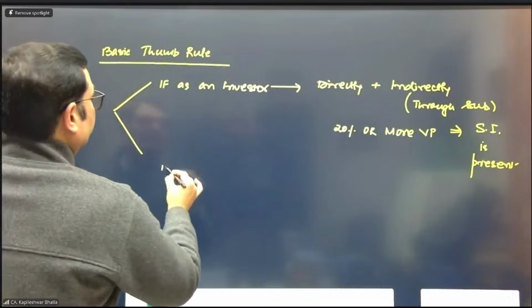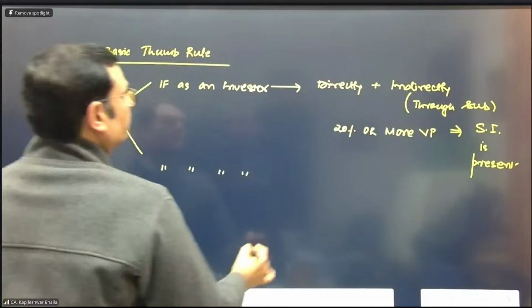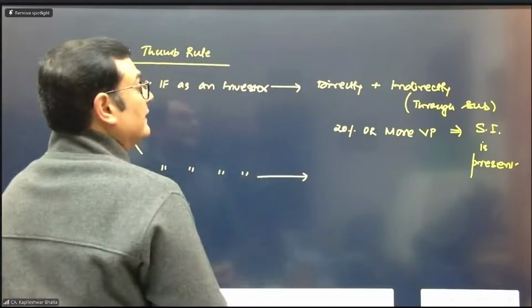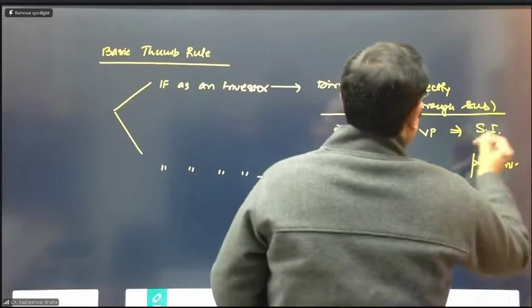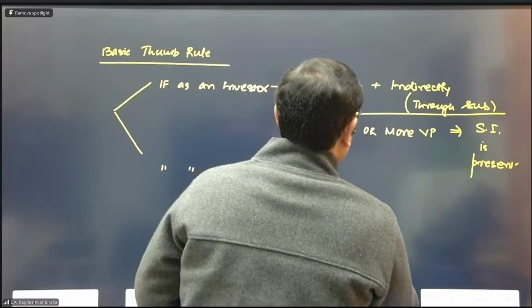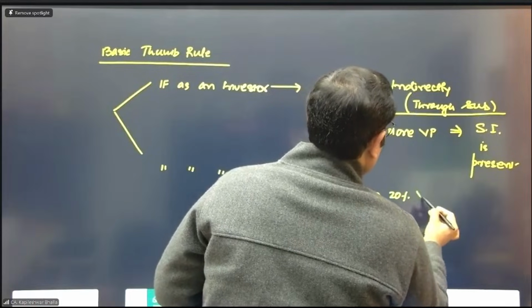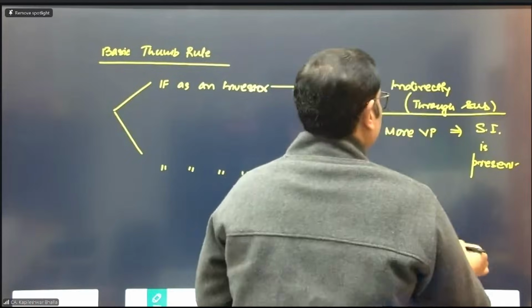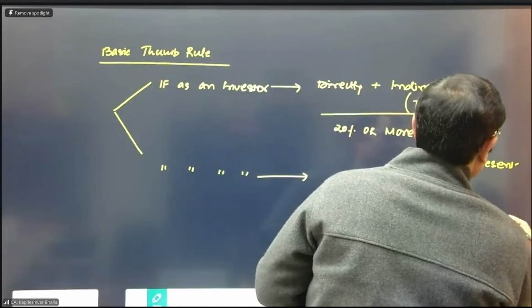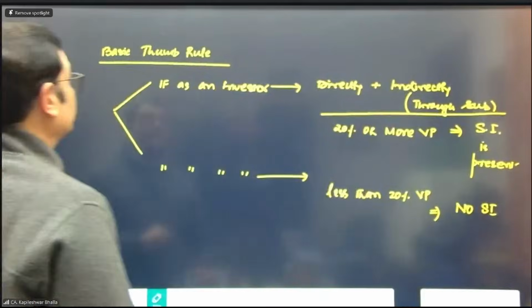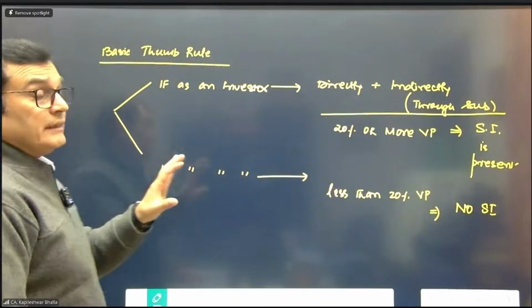Now, if as an investor, directly or indirectly through subsidiary, it is less than 20% voting power, we can say there is no significant influence. That is a thumb rule which is given in the standard.